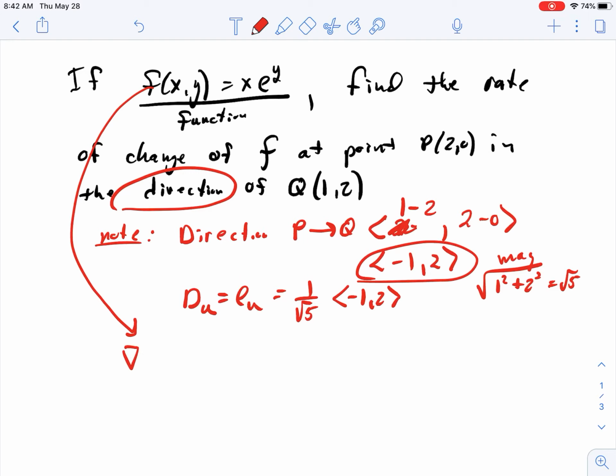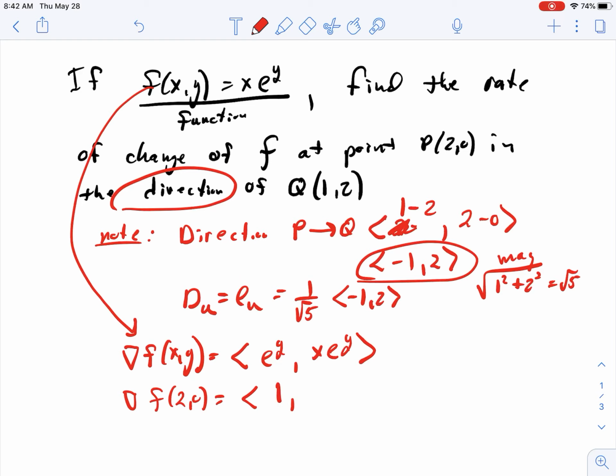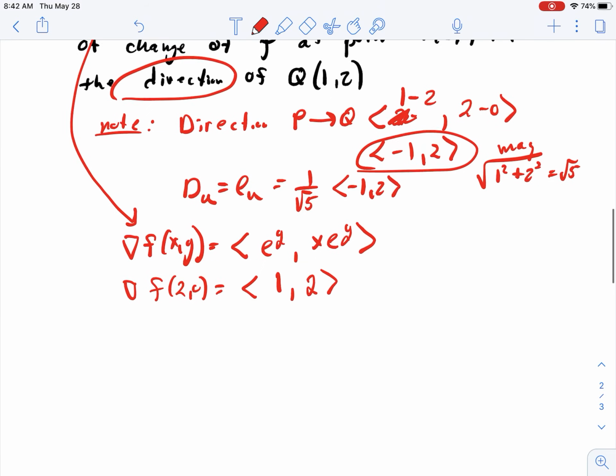Okay, so now taking my function and converting it into a vector. So del f of x, y. Okay, so the derivative with respect to x would be e^y, and with respect to y would be x e^y. Okay, now the point is (2, 0), so gradient of f at (2, 0). So e to the 0 would be 1, and 2.